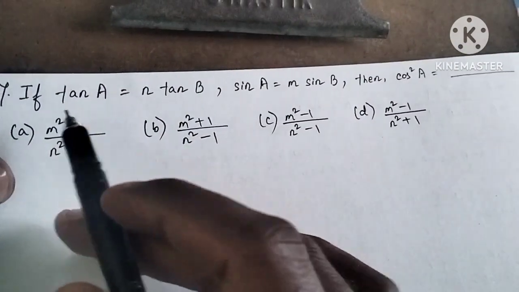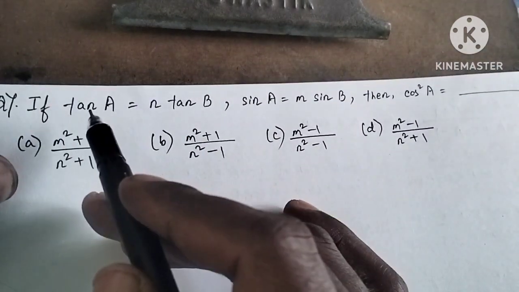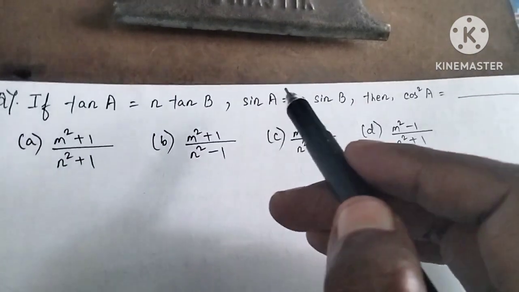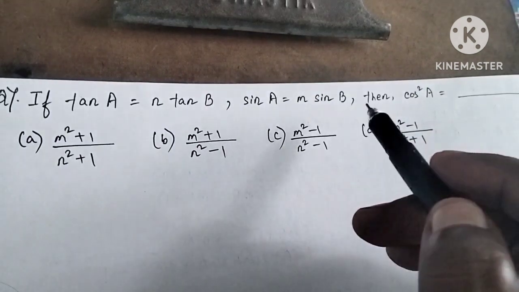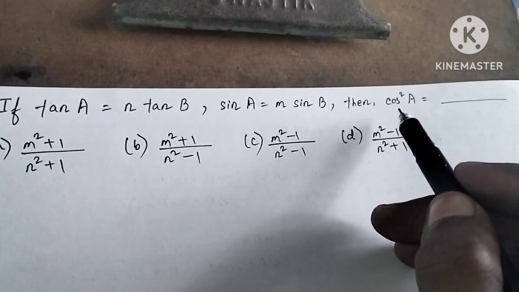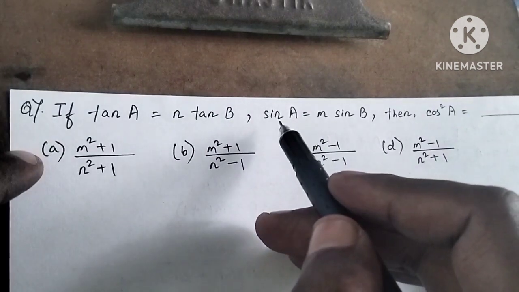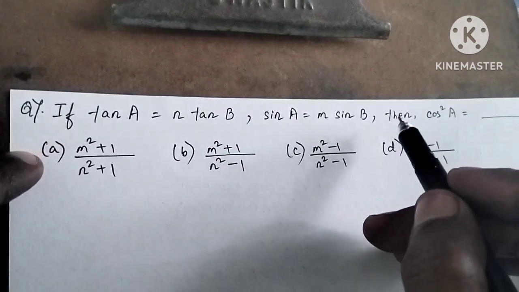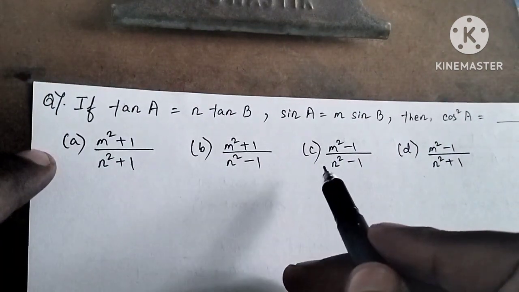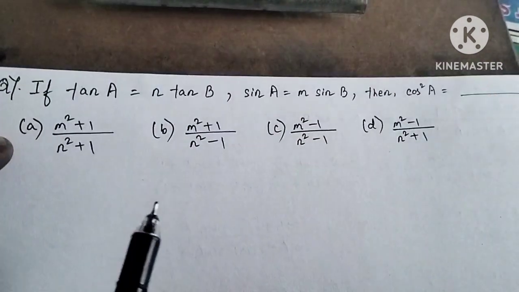In this video I have brought this question for you all. So look at the question. If tan A is equal to n tan B, and sin A is equal to m sin B, then cos square A is equal to dash. Tan A is equal to n tan B and sin A is equal to m sin B, then cos square A is equal to dash. Four options have been given. Clear? Only one option can be correct, right?